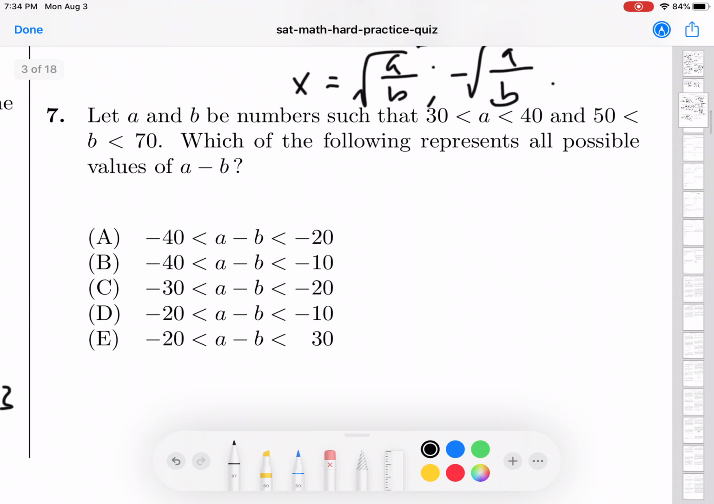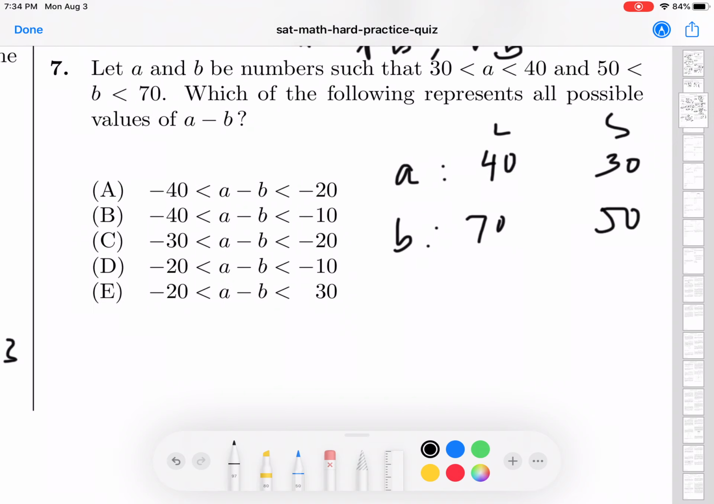Let a and b be numbers such that 30 is less than a, less than 40, and 50 is less than b, which is less than 70. Which of the following represents all possible values of a minus b? Okay, so for a, the upper bound is 40, and the lower, the smaller one, is 30. For b, it's 70 and 50.